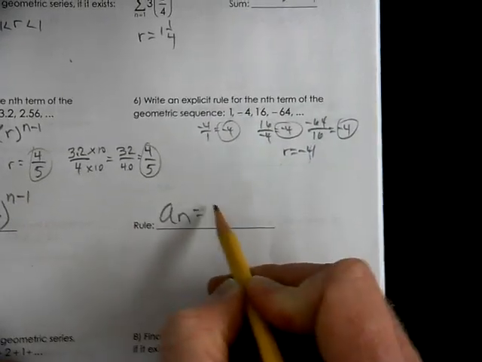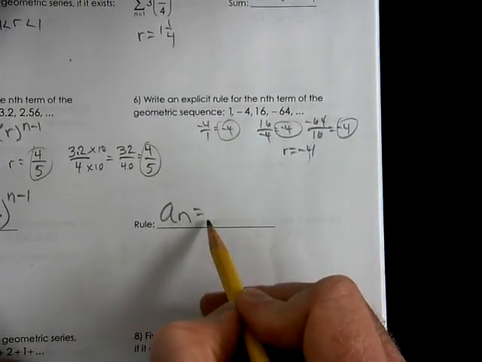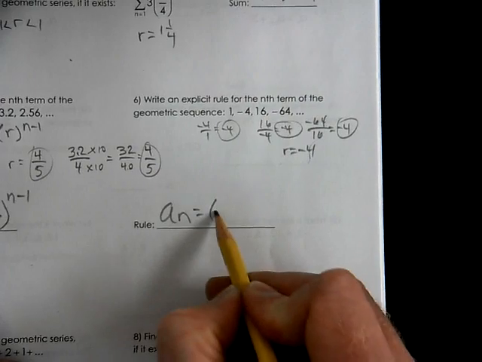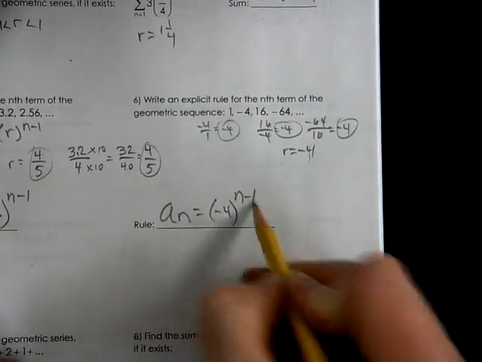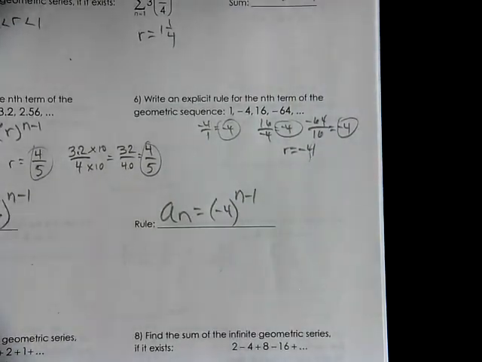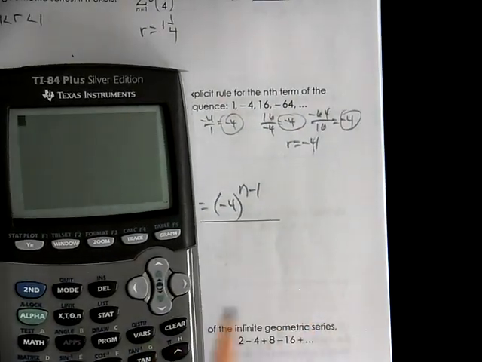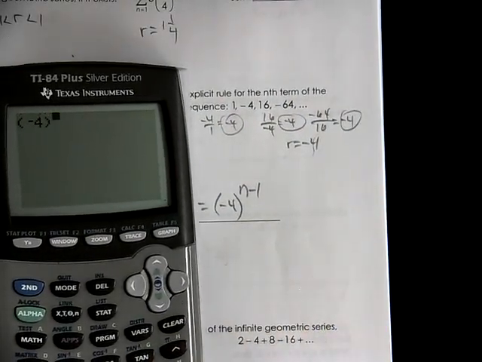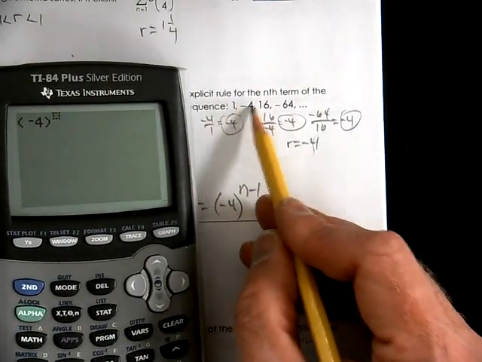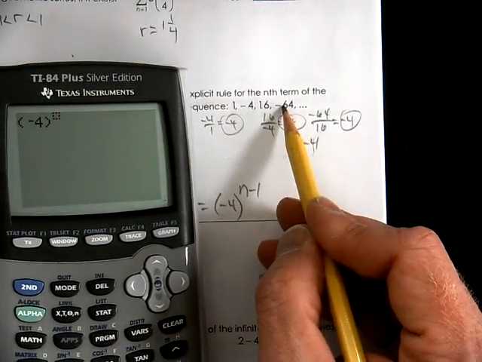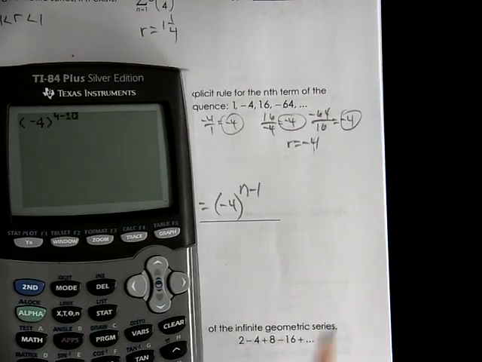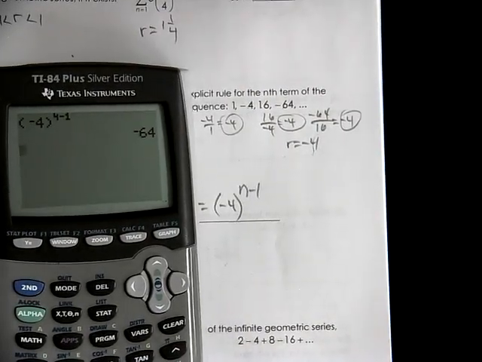So our rule is going to be the first term, which is 1. You don't really need to write that, times negative 4 to the n minus 1. And we can test that. Parenthesis, negative 4 to the 1, 2, 3, 4. Let's just do the fourth term and see if we get negative 64. There it is.